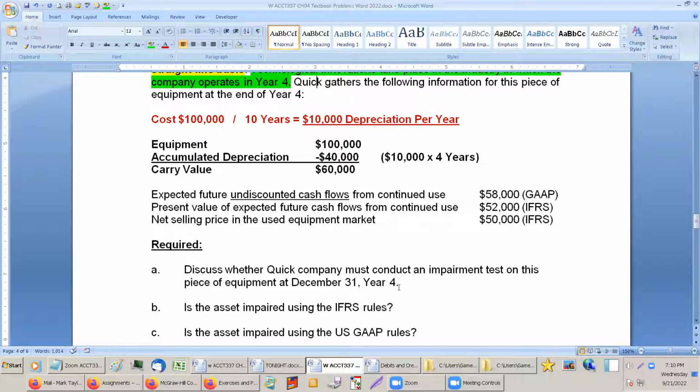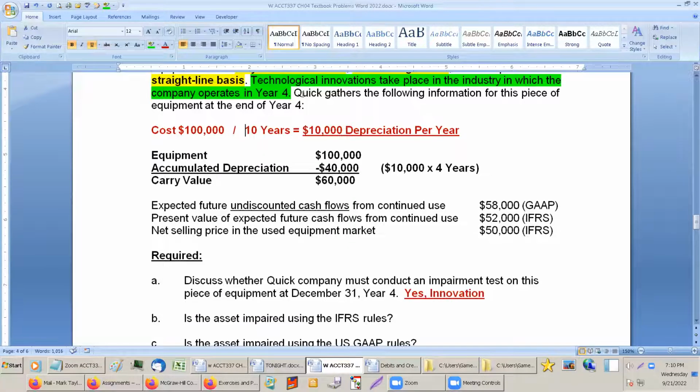Okay, so does the company have to impairment test? Yes, because something has changed. There's 2 N's in innovation. So whatever it is, maybe it's some improvement in computerization or whatever. But if you do come across that there's innovation, then you must take a look at it.